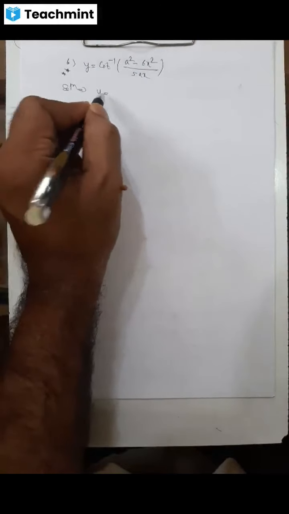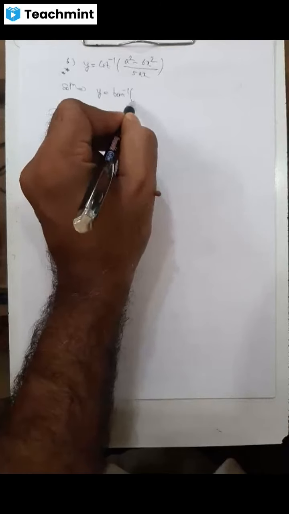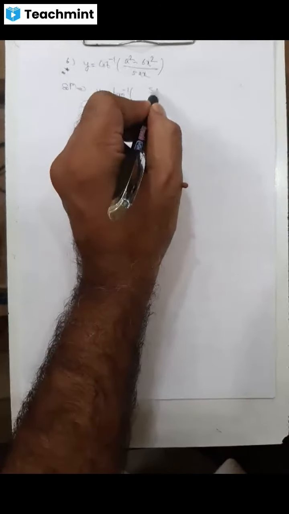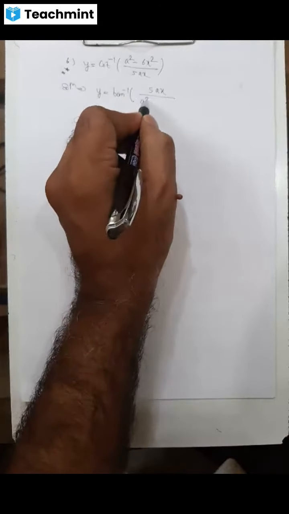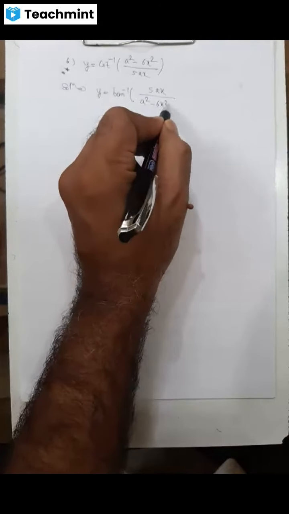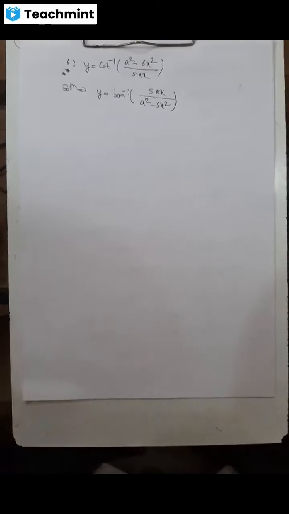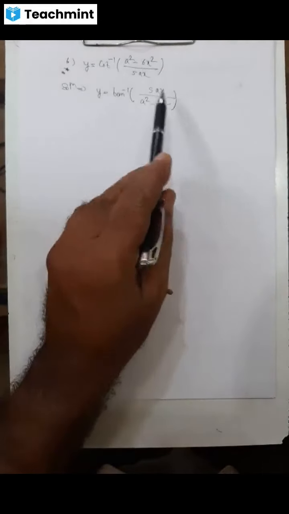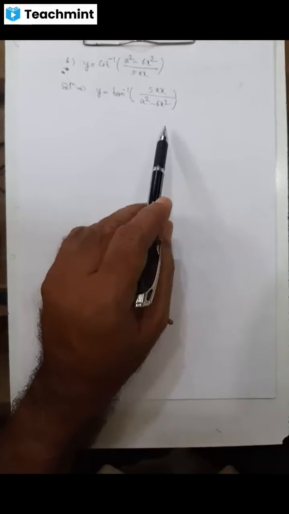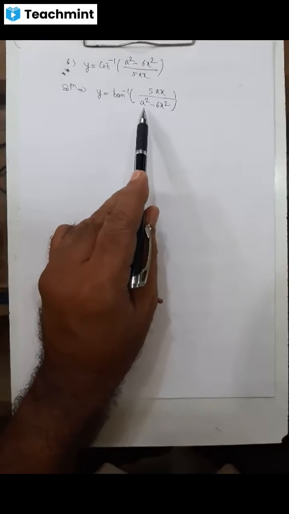The first step, we know formula for tan inverse, so we convert cot inverse into tan inverse by taking reciprocal of the angle. So 5ax in numerator and denominator is a square minus 6x square. Note that whenever tan inverse is there, we know formula, so you have to keep in that form. So note that in formula, what is formula? Tan inverse a plus b divided by 1 minus a into b. So note that in denominator first term must be 1.